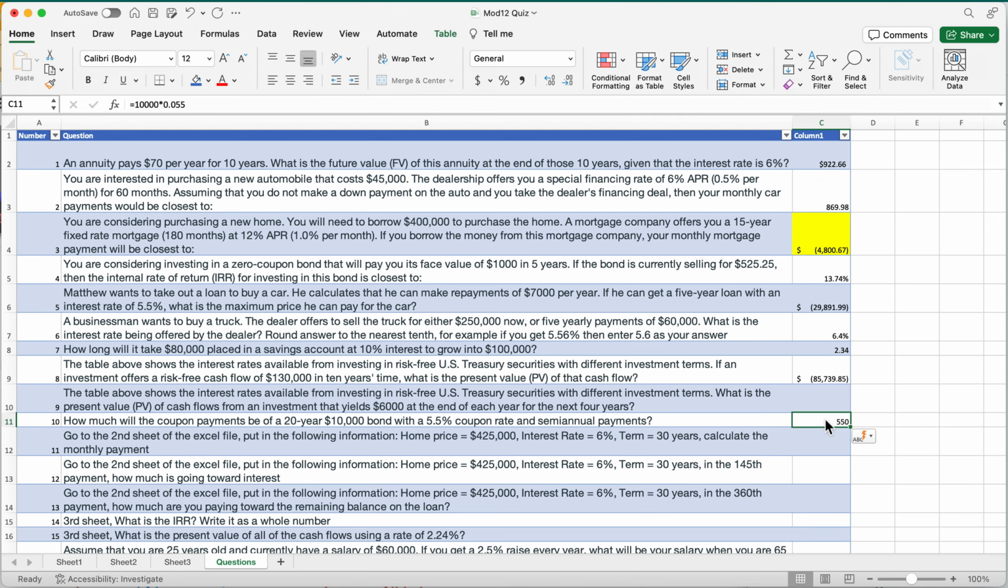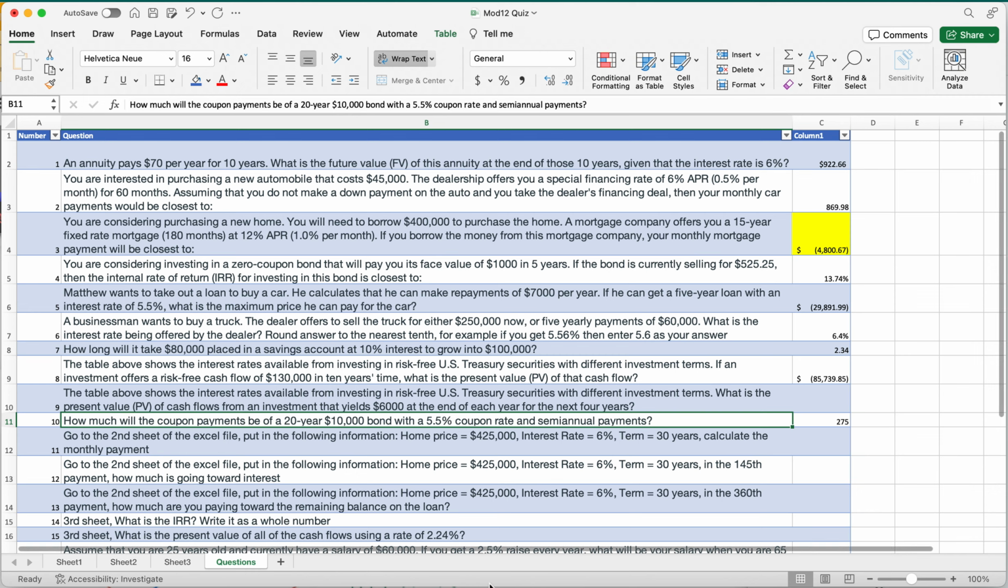So this right here is the total coupon payment, right? But I pay you twice a year, so it's going to be 550 divided by 2, which should be 275. Your numbers are going to be different, but all you're going to do is the coupon payment rate times the bond divided by 2.